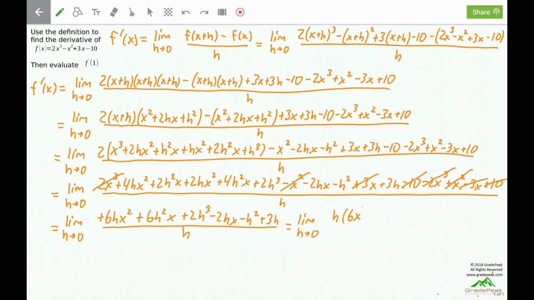And that will give us 6x squared plus 6hx plus 2h squared, just removing h from each of these, minus 2x minus h, and a positive 3. Taking one of their h's out. Because until then, we're going to continue to have the 0 over 0 indeterminate form. But now that we've done that, those h's can cancel, and we no longer have the 0 over 0 indeterminate form. So we should be able to plug a 0 into the remaining h's.